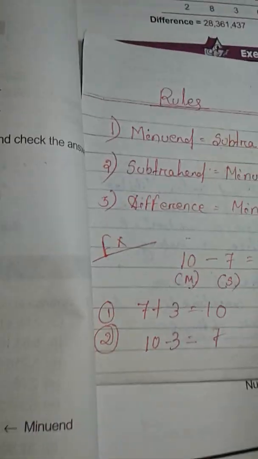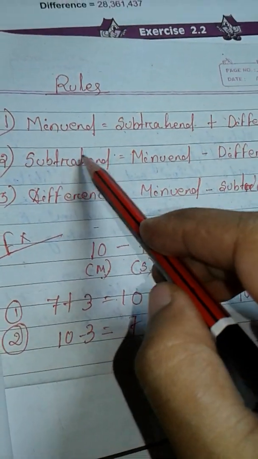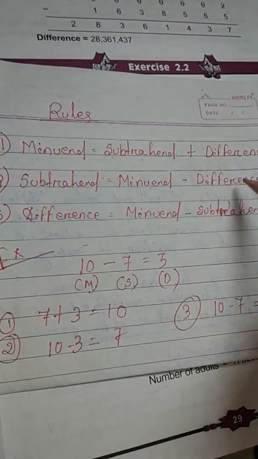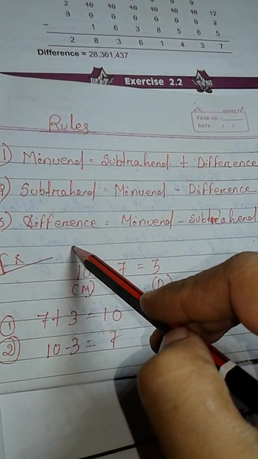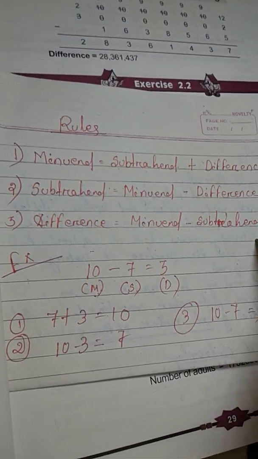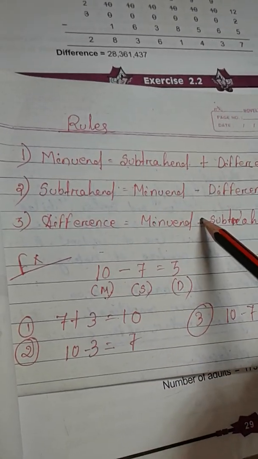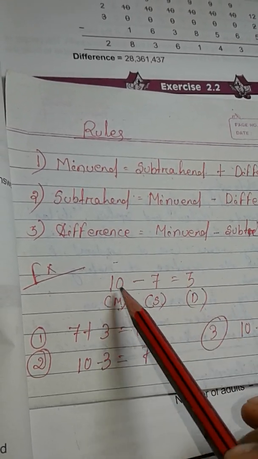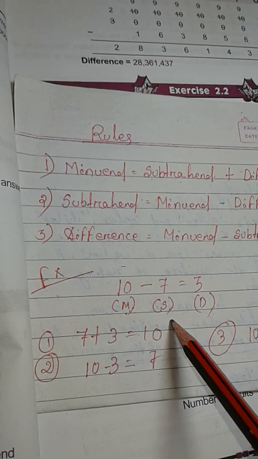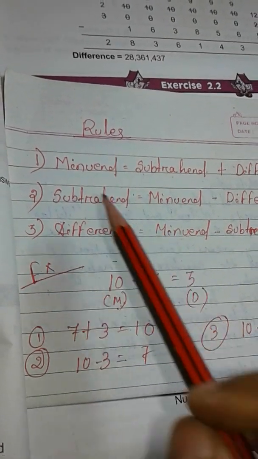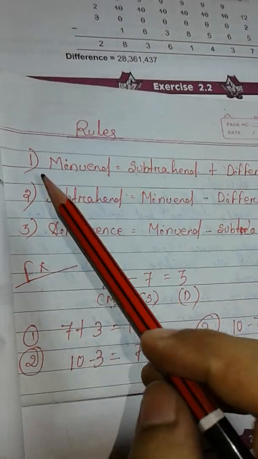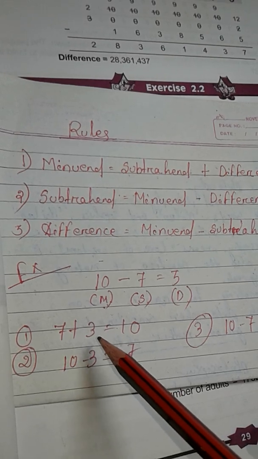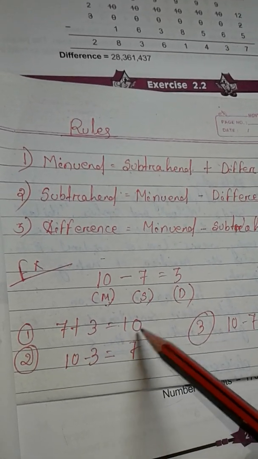Here, children, three rules are there. Minuend equal to subtrahend plus difference. Subtrahend equal to minuend minus difference. And difference equal to minuend minus subtrahend. These are the three basic rules. For example, 10 minus 7 equal to 3. Here 10 is minuend, 7 is subtrahend, 3 is difference. As per the first rule, minuend equal to subtrahend plus difference. Subtrahend plus difference means 7 plus 3 equal to 10. This is our minuend.